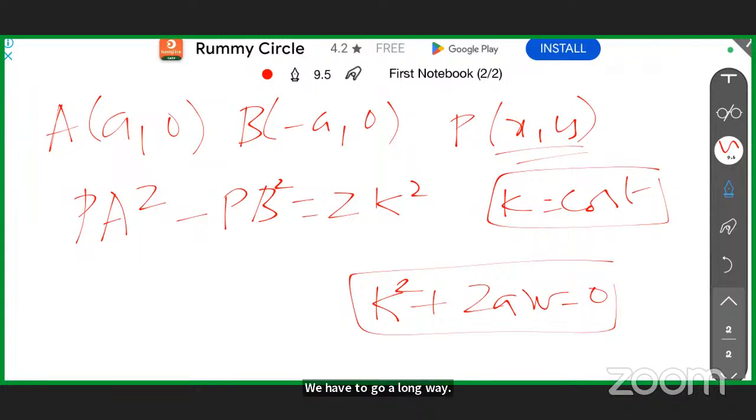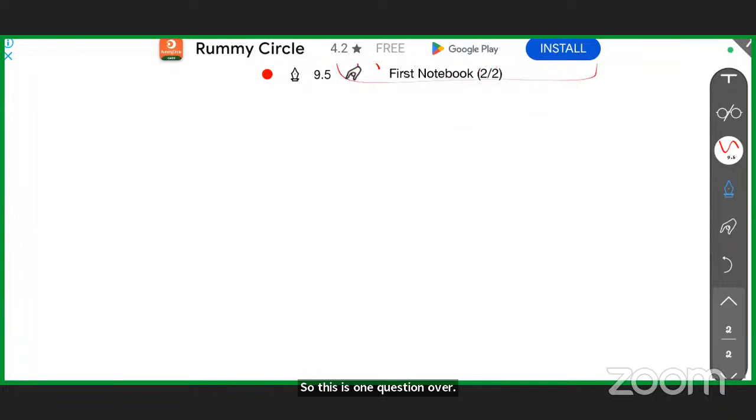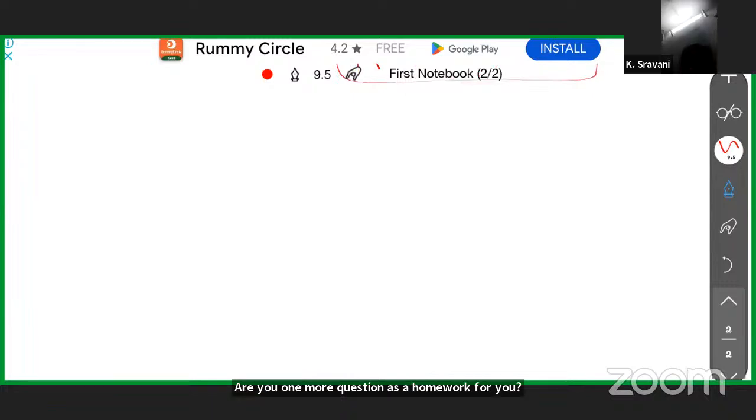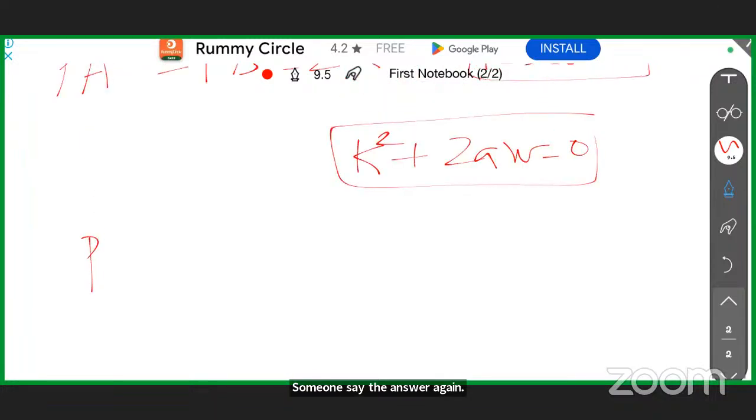So this is one question as homework. I'll give one more question as homework for you. Someone say the answer again. The answer is k square plus 2ax is equal to 0. You have to get that answer.